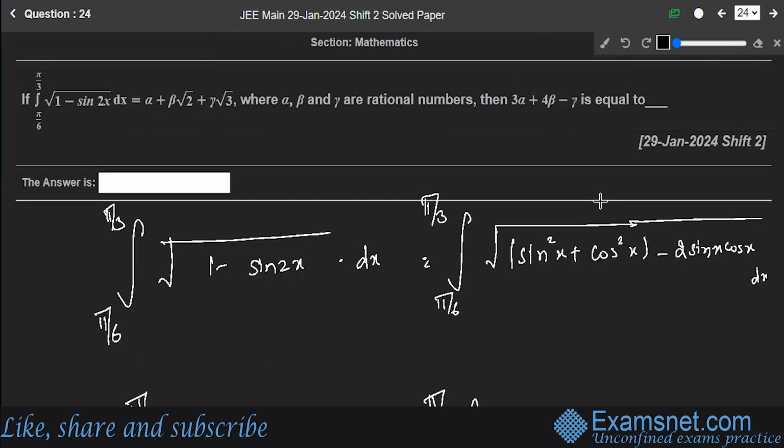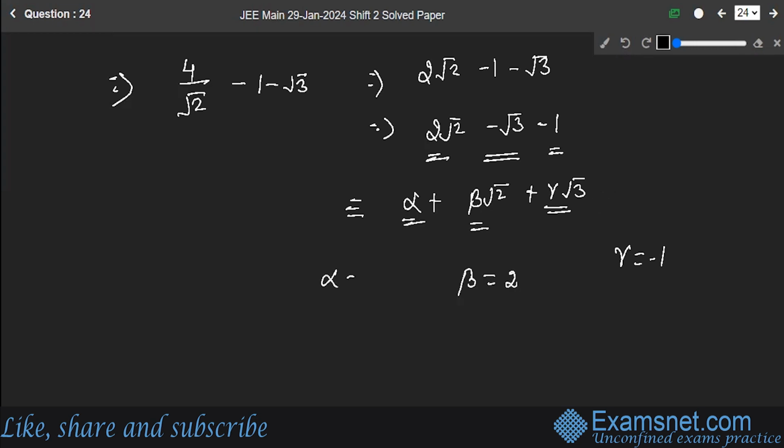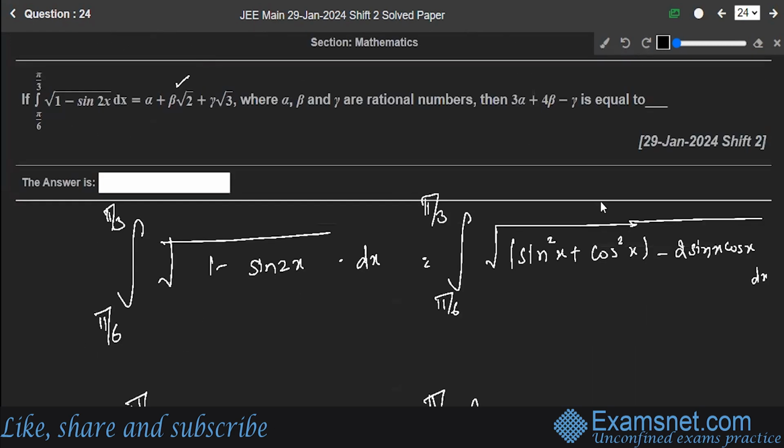So that means this is equal to alpha plus beta root 2 plus gamma root 3. So gamma is the coefficient of root 3. Gamma is equal to minus 1. Beta is the coefficient of root 2. Beta is equal to 2. And alpha is equal to minus 1. I have alpha, beta, gamma, all the three values I have.